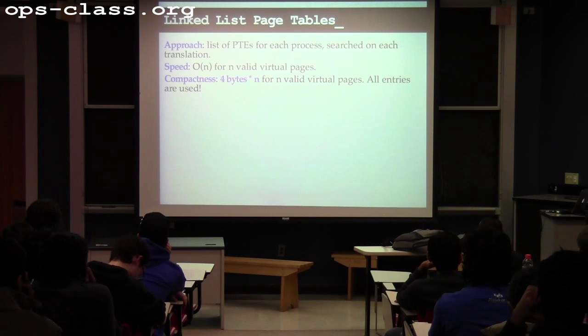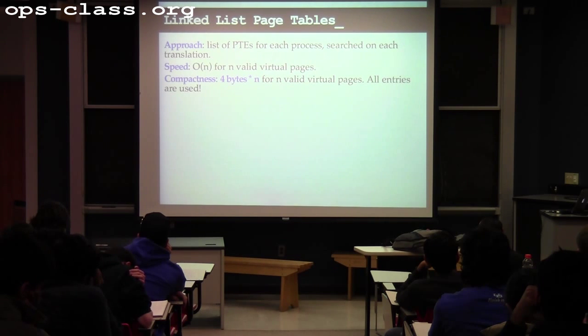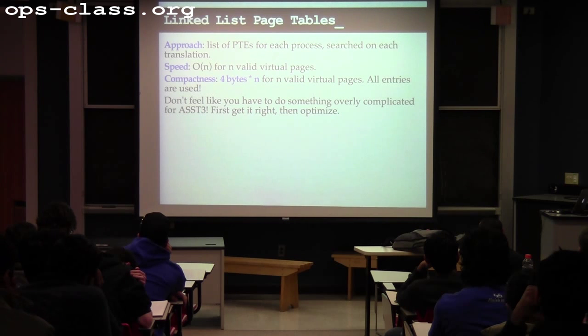The search time here is the problem, right? Particularly as address spaces get large and have lots and lots of page table entries in them, I need to map all that memory. The speed here is the issue, right? And like I said before, for assignment 3, feel free to use linked lists for your page tables or something even simpler, because this is not going to hurt your performance on the test that we use.